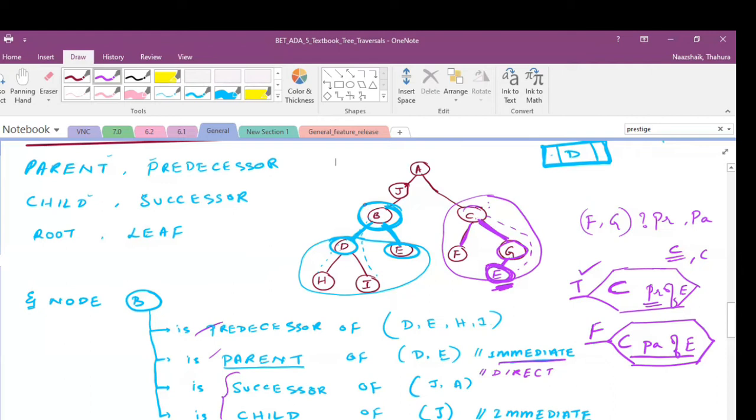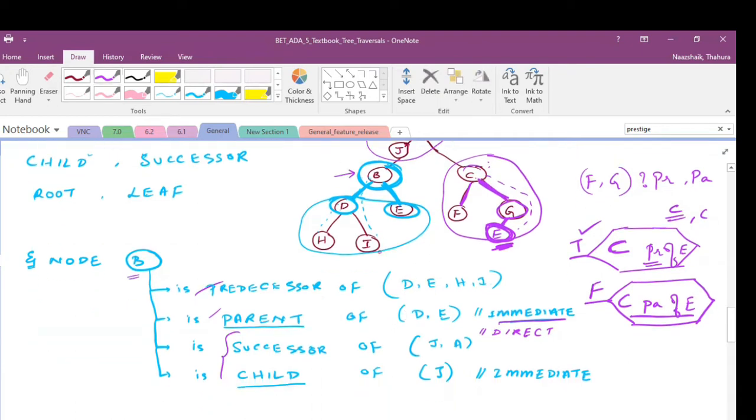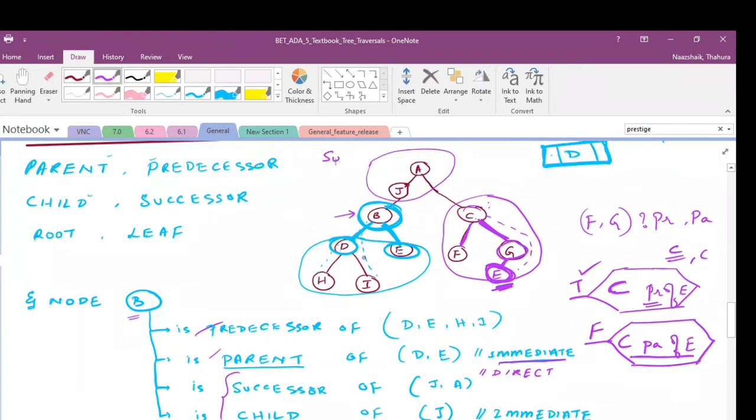If you look at this, the same node, we are talking about node property, right? So, for us, the focus is still B only. For B, now let us see who is the successor of B. Successors of B are anything above it. These are all successors. So B is the successor of A and J, and B is the direct child of only J. Got it?